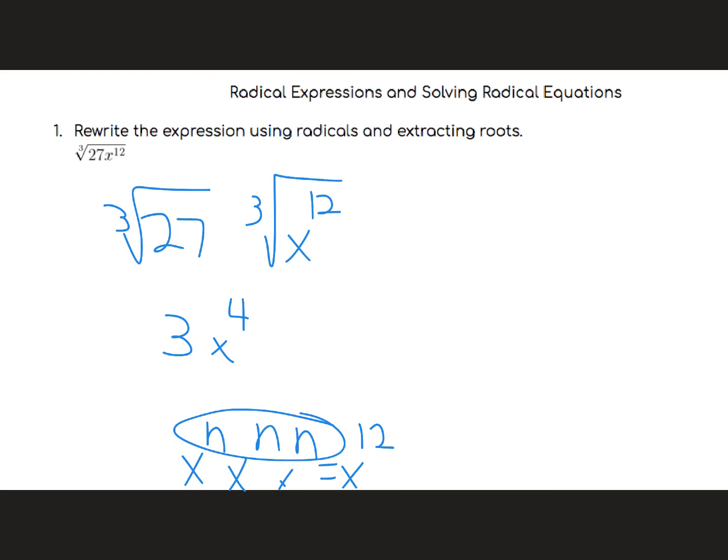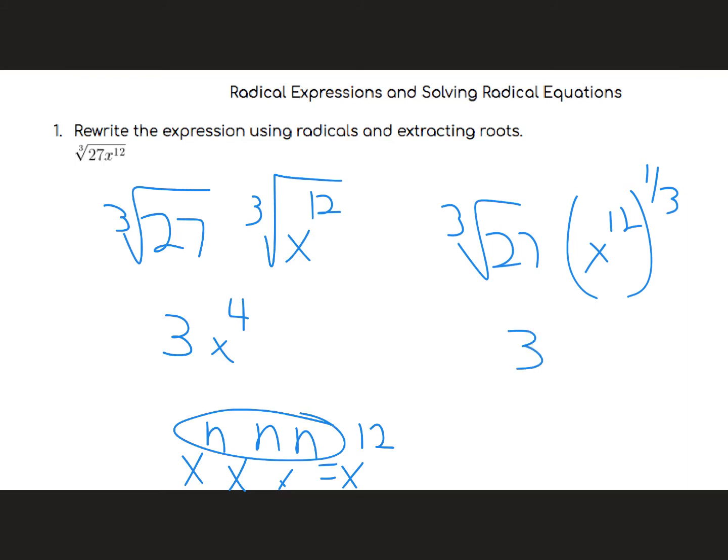If that second part's a little bit confusing, you can leave this part like this, but then write this part as x to the 12th to the 1/3 if you want to go exponent, if that makes more sense in your brain. That is totally fine. You'll still get the 3 there, and then you'll have x to the 12 over 3 because you're multiplying those exponents, so that's x to the 4th. Either way, you don't have to do it both ways, but either way works. Whatever makes sense in your brains.